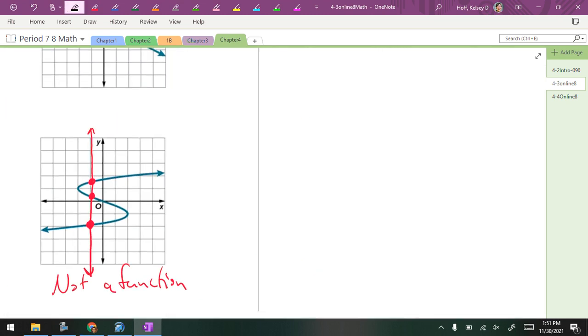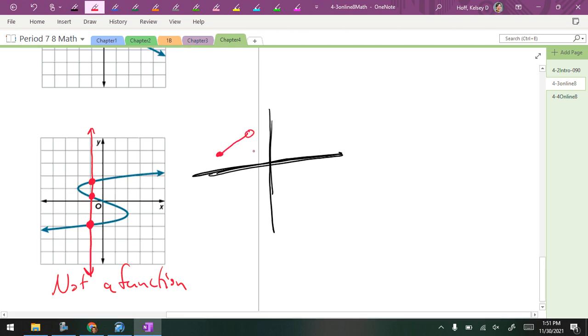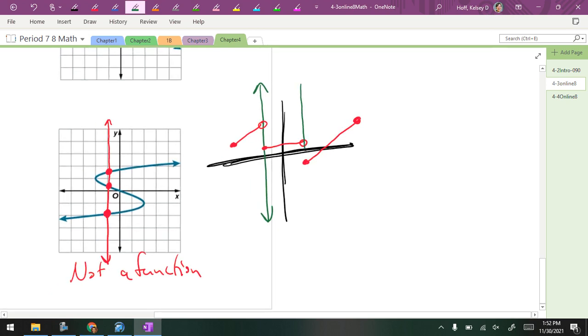Okay, I'm going to give you 2 more that have been tricky for people today. Will? Not a function. Why? Because it hits like the same spot. Right here? Yeah. And technically over here? You're actually wrong. This is a function.